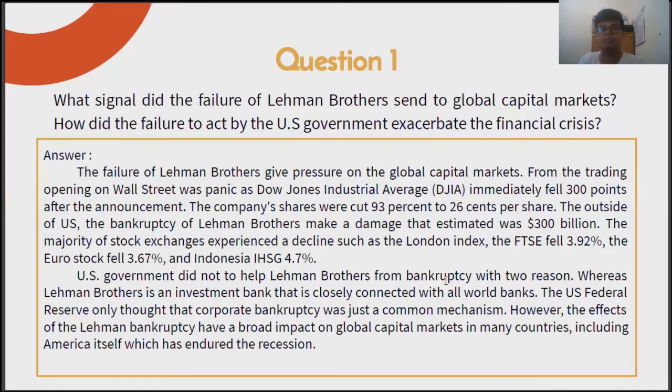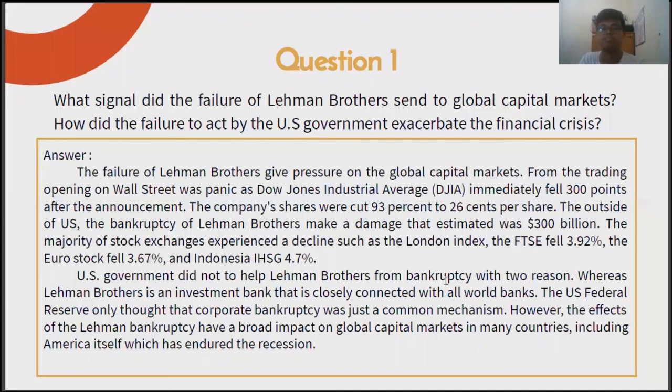When trading opened on Wall Street there was panic, as the Dow Jones average immediately fell 300 points. The company's shares were down 93% to 26 cents per share. Outside of the US, the bankruptcy of Lehman Brothers caused damage estimated at $300 billion. The majority of stock exchanges experienced declines, such as the London index, Euro Stoxx, and Indonesia.